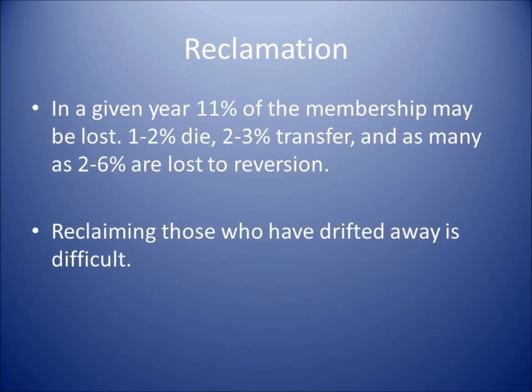Reclaiming those who have drifted away is very difficult. Rainer suggests that reclamation is the most difficult type of outreach. Now, why do people become inactive? Well, on our next slide, we will examine that question.